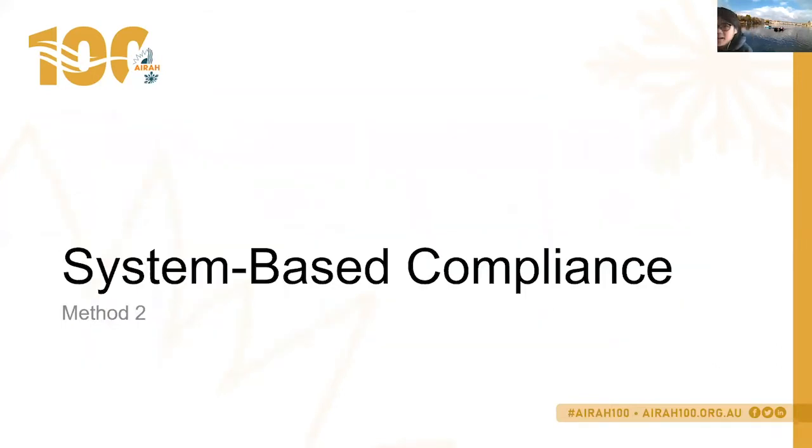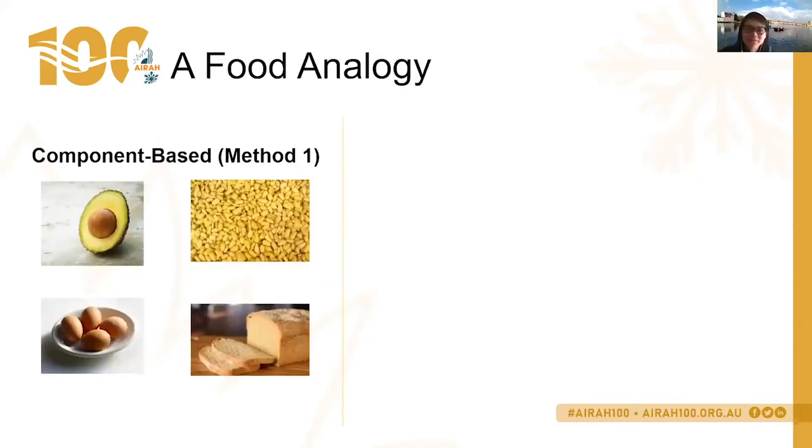So the second method that you could use to comply is the system-based compliance method. I like to use a food analogy for this because it's easy to visualize. If you were using a component-based method, which is your method 1, you may individually decide that for breakfast, you're going to pick healthy elements to include in your breakfast. So you might pick an avocado, some pine nuts, eggs, and some wholemeal bread. And you might be calculating the health benefits of each element in itself.